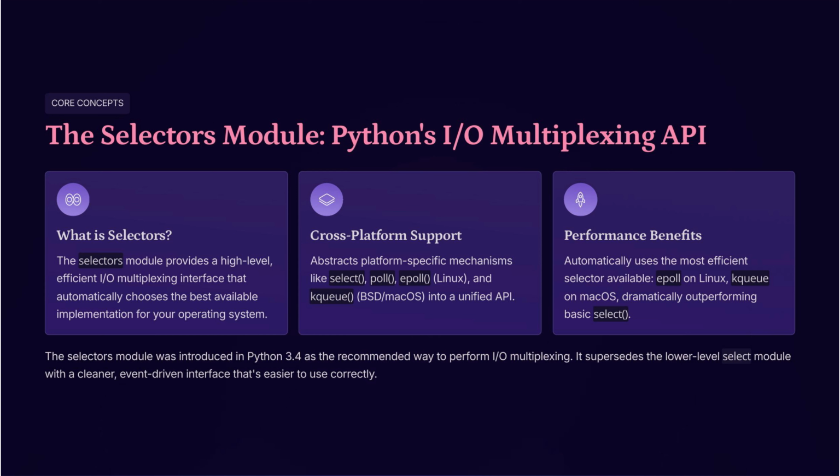The Selectors module in Python offers a high-level input-output multiplexing interface, automatically selecting the best implementation for your operating system. It abstracts platform-specific mechanisms like select, poll, epoll on Linux, and kqueue on Berkeley Software Distribution and macOS, into a unified application programming interface. Introduced in Python 3.4, it provides a cleaner, event-driven interface, outperforming the basic select module.